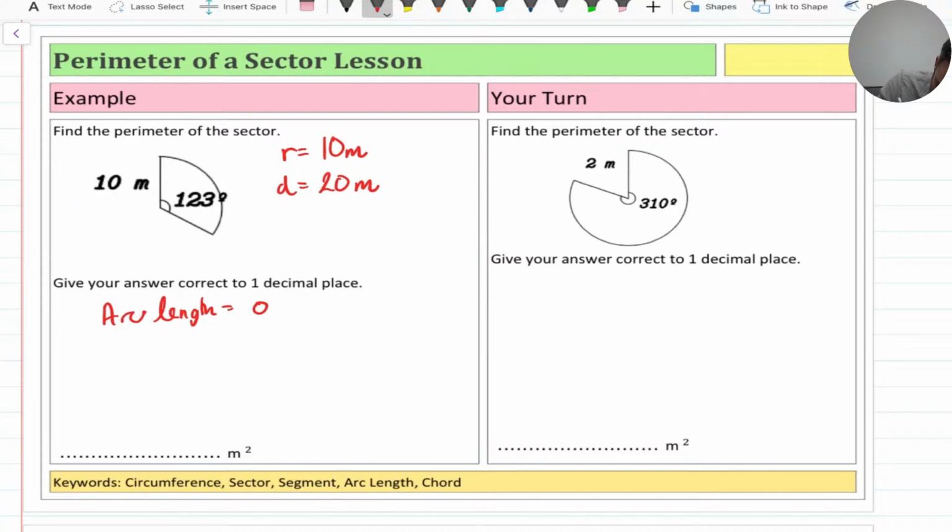And to find my arc length, this is equal to theta over 360 times 2 pi r. So this here is equal to, theta in this case is that angle, isn't it? So it's 123 over 360 times 2 pi times my radius, which in this case is 10.